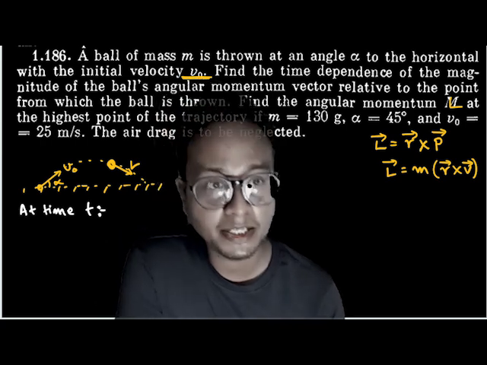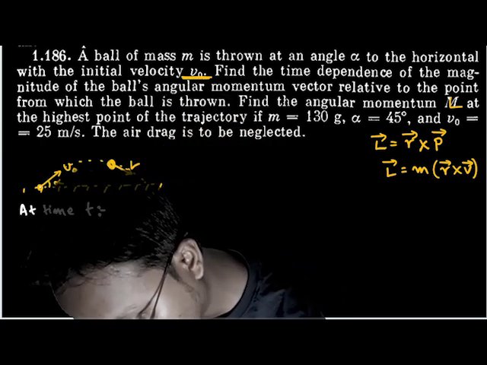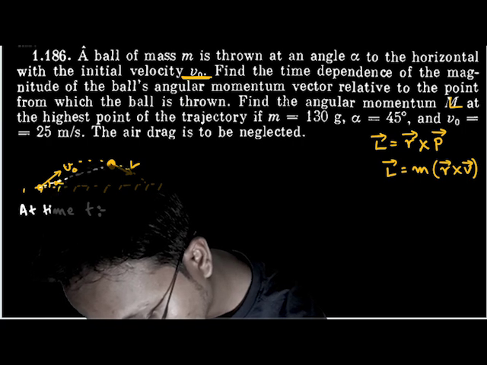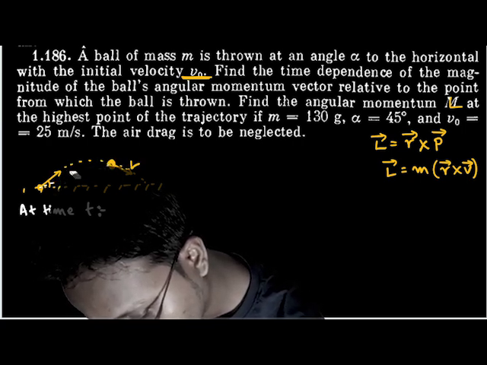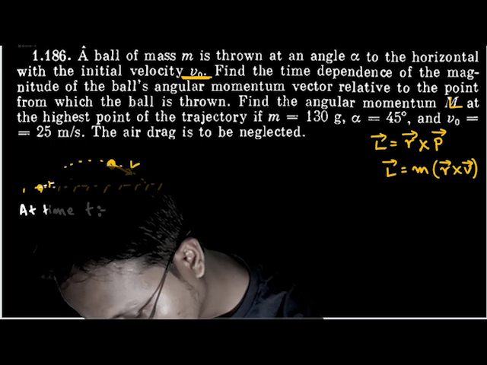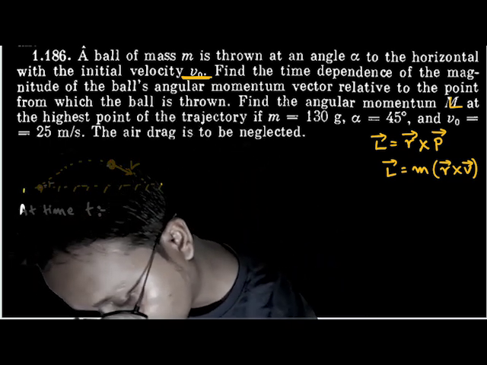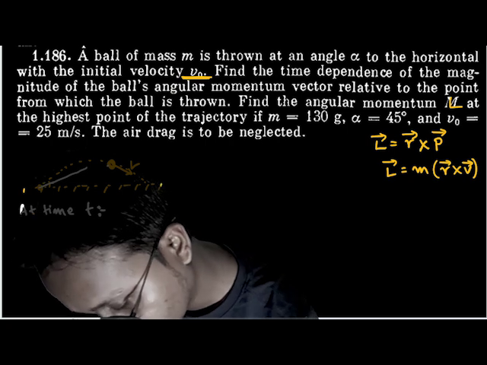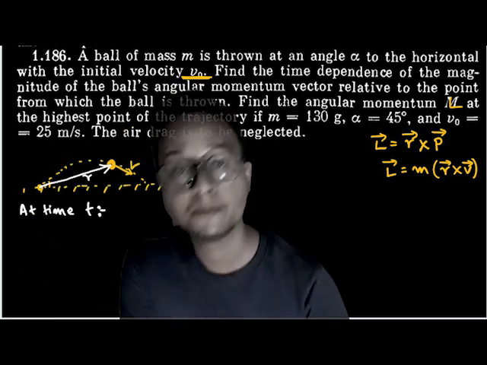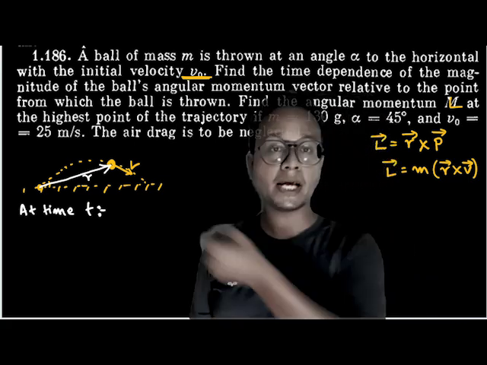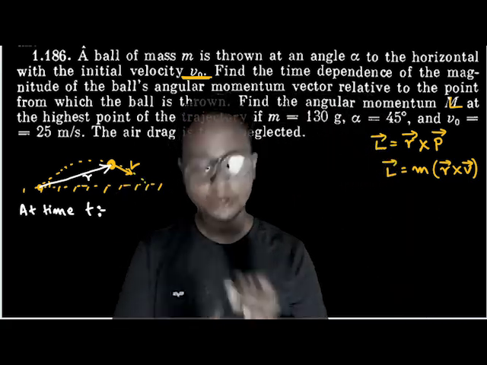And what is the r vector? The r vector is nothing but the straight line connecting the origin and the particle. This is the r vector. Now I do know that r cross v will give us the angular momentum. Fair and fine. So how do I find out r cross v?